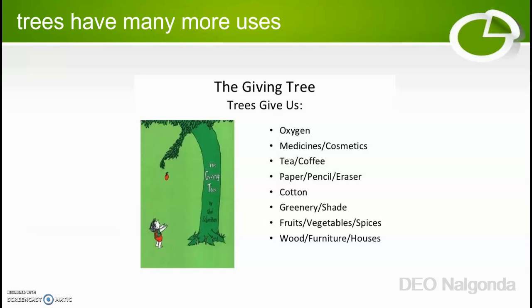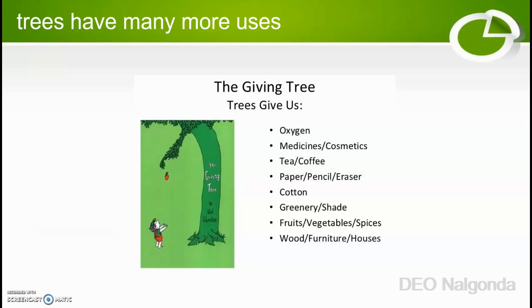And when you look at this slide, trees have many more uses. Is it not, children? The slide itself says what the tree gives us. The tree gives us oxygen, the fresh air to breathe in, where we are healthy because of the fresh oxygen. And there are many medicinal plants where we get the medicines from.